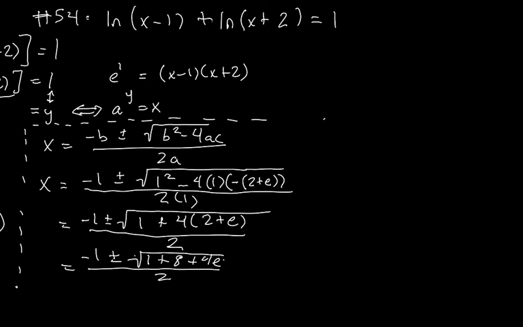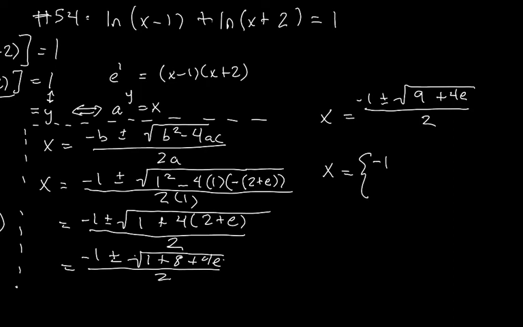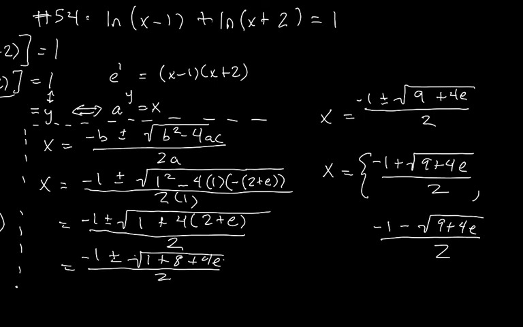So then we have negative 1 plus or minus the square root of 1 plus 8, which is 9, plus 4e, over 2. So your answer is going to be negative 1 plus the square root of 9 plus 4e over 2, or negative 1 minus the square root of 9 plus 4e over 2, at least theoretically.